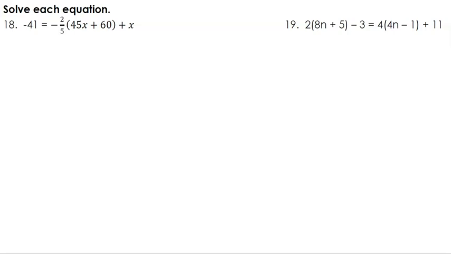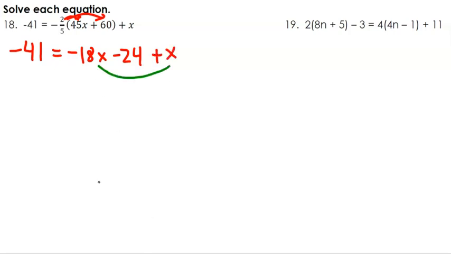Questions 18 and 19 again ask you to solve the equation. So I'm going to do a little distributing on the right-hand side here. Get negative 41 equals negative 18x plus, that's going to be a negative actually, negative 2/5 times 60. Use a calculator if you need to. It's going to give me a negative 24. Now I've got 2 like terms here on the right-hand side, so I'm going to simplify that. So I'm going to get negative 17x minus 24.